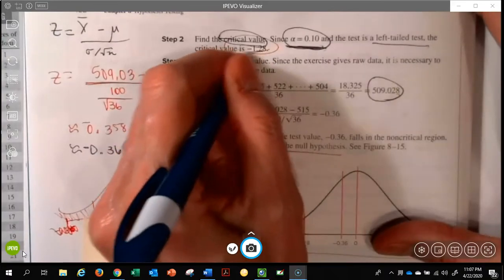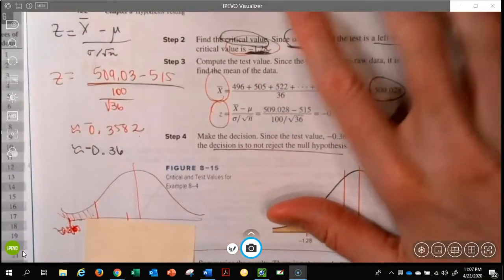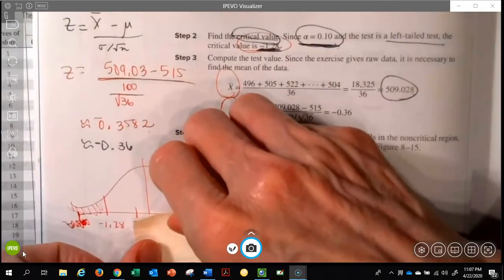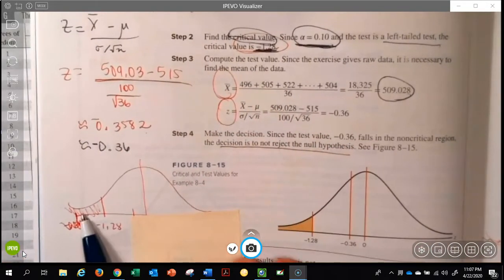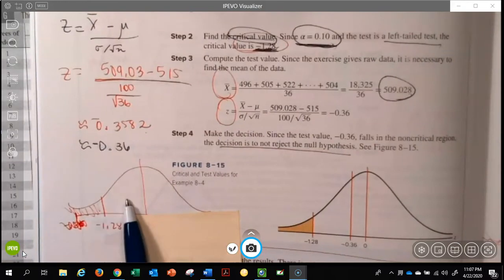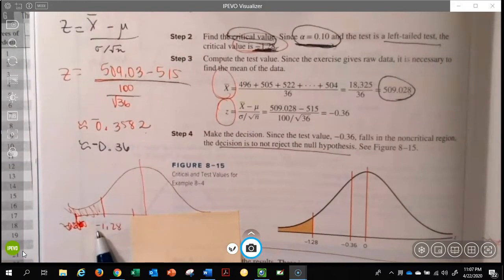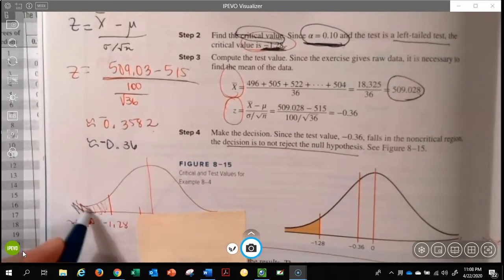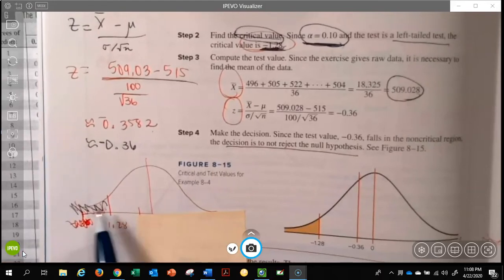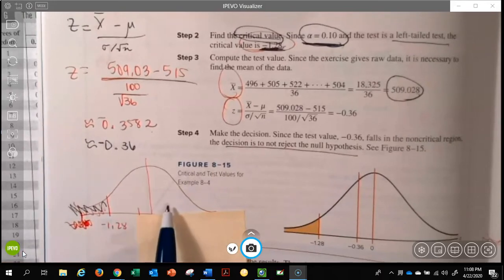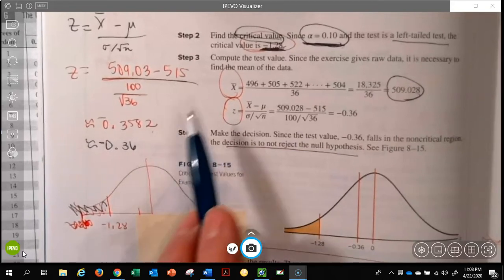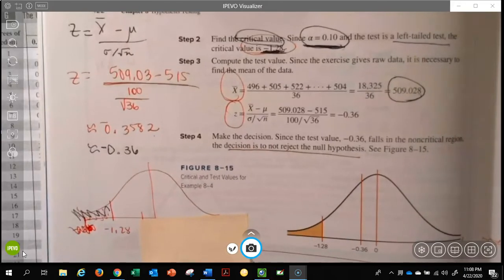The 1.28 is what they have here, but notice they have a negative. My critical value, the dividing line between the rejection region and the non-rejection region, is negative. I have to put the negative because I'm on the left-hand side. I'm left-tailed. I now have my critical value, my critical region, which is my rejection region, and my non-rejection region. Now that I have those on my graph, I need to compute the test value.